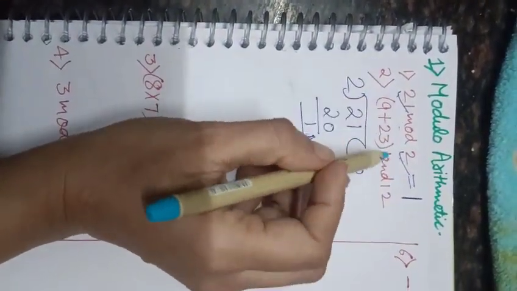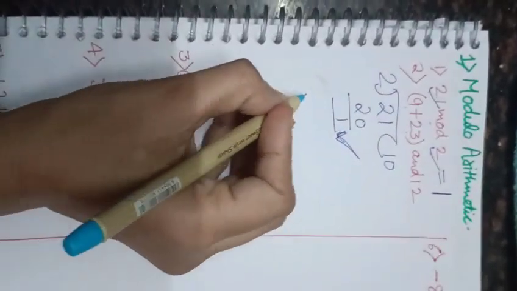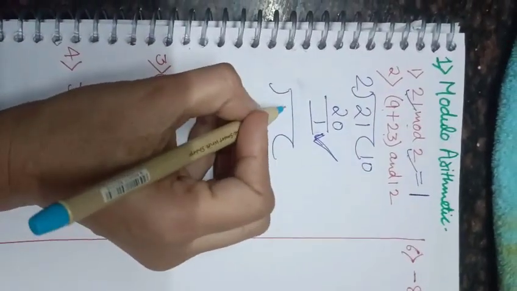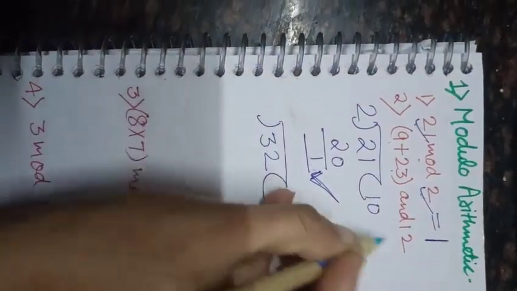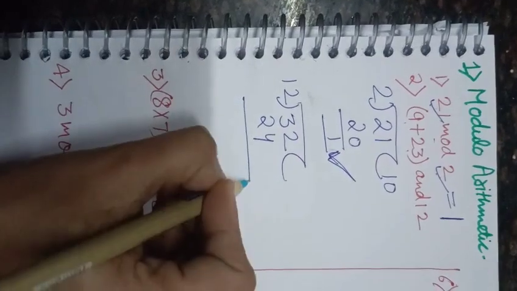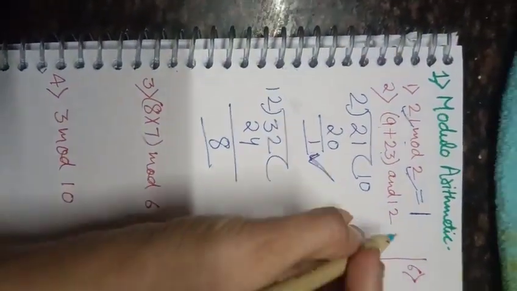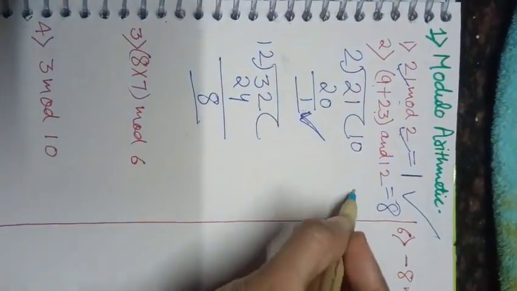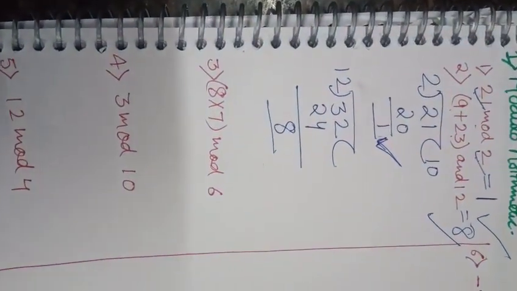Now beta, if it is given in the form of addition, you just first add it. So after adding it, 9 plus 23 becomes 32, and then you just divide it by 12. So it is 2 times 12 is 24 and the remainder is 8. Whatever be the quotient, you don't need to use it. So our final answer is 8. Whatever be the remainder, you just write as modulo arithmetic: A mod B is equal to remainder.